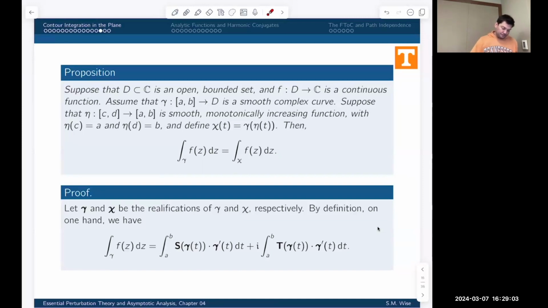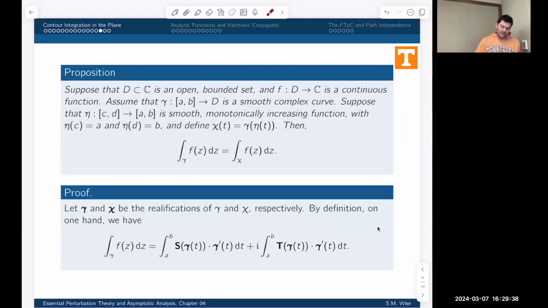All right, so this one's about a reparameterization of a contour. Suppose that D is an open bounded set and f is a continuous function. Suppose that gamma is our contour. We could imagine that to be our first contour. It's a smooth complex contour, and eta is another contour. So actually, this is another function, sorry. Eta is a function which maps [C, D] into [A, B], okay, in a smooth monotonic sense.